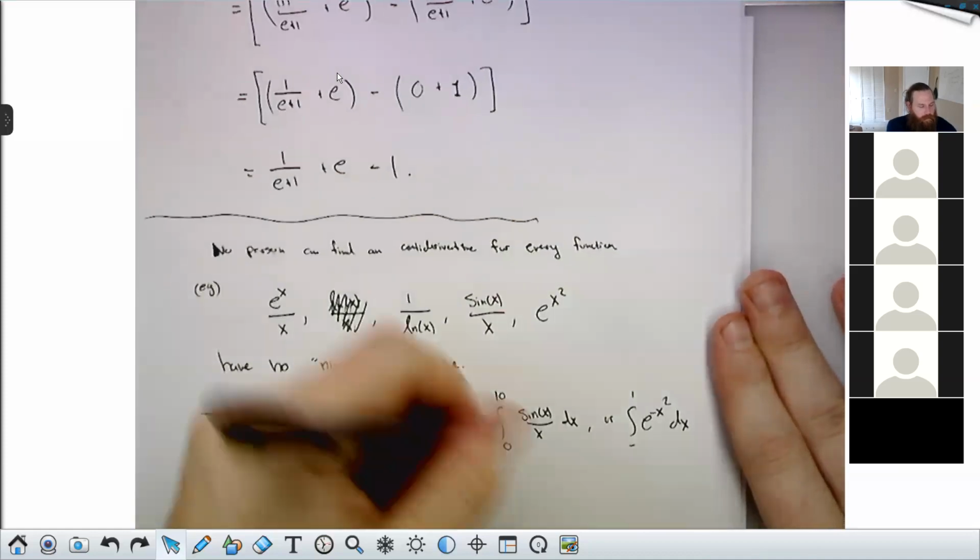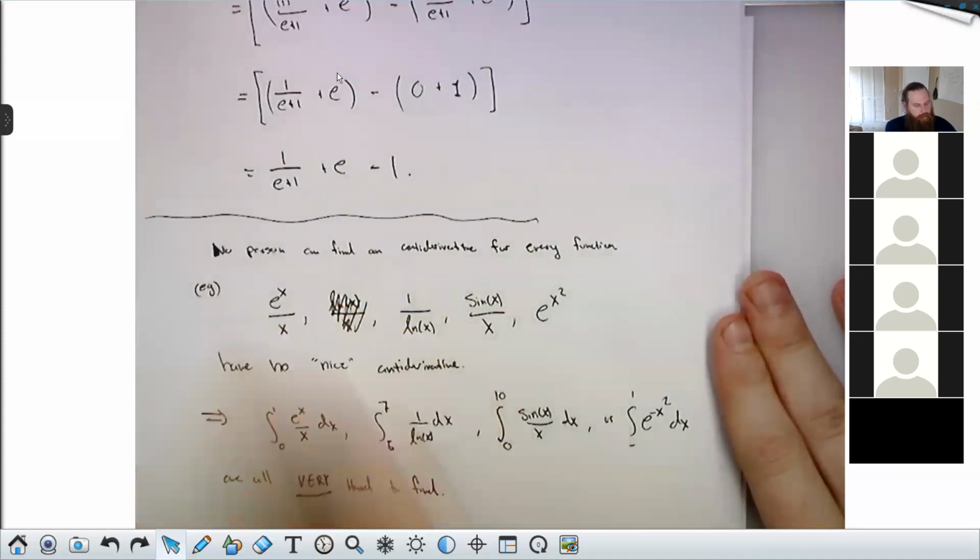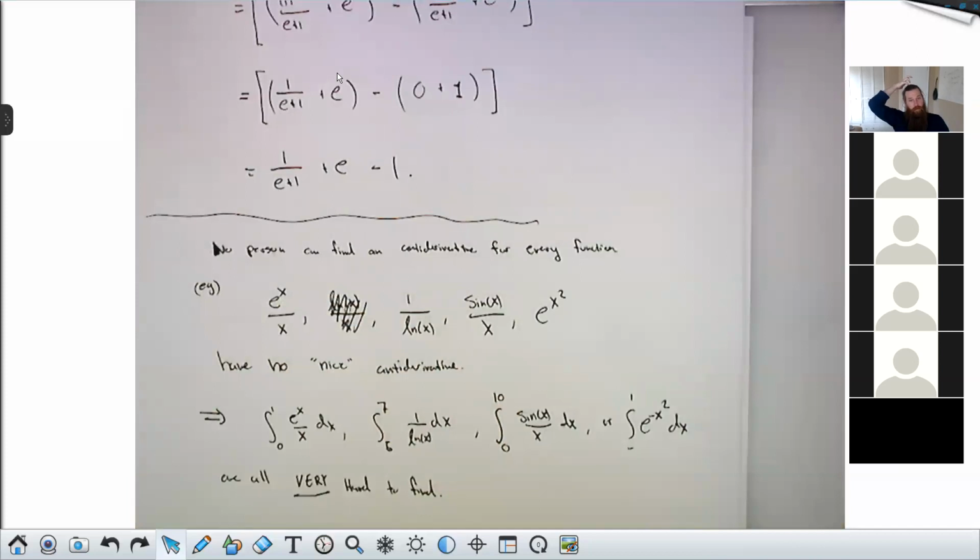Basically, computing these areas, computing these definite integrals, comes down to finding an antiderivative. If you can't find an antiderivative, you're going to have a very tough time finding the exact area. You can use Riemann sums to approximate the area, and that's great. But where we're going from here is wanting to find exact areas, and that is quite tricky.